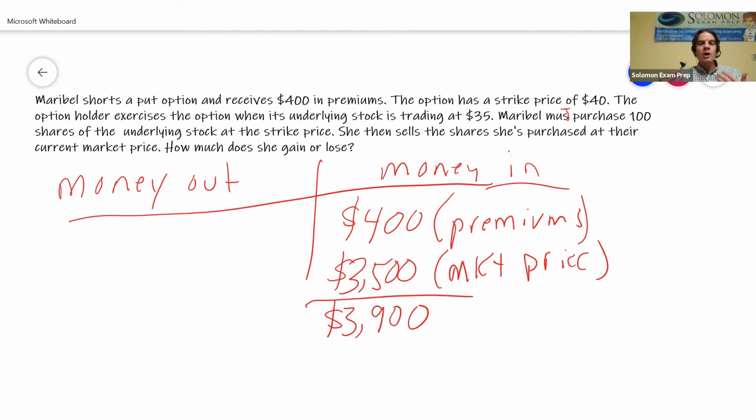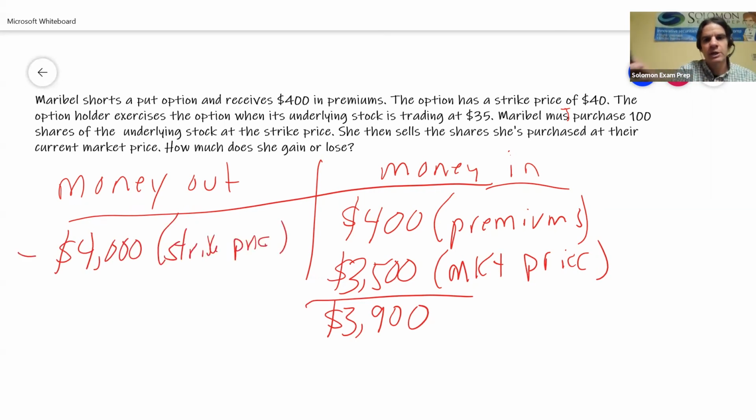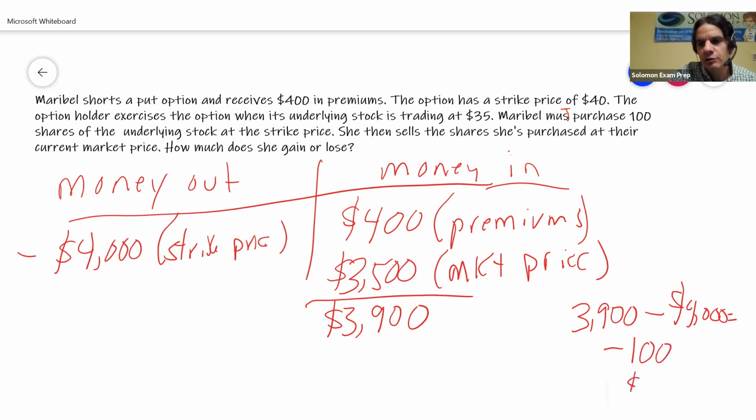Now, when the put option is exercised, that obligates Maribel to pay that strike price to buy the underlying security. So that's going to be money out. She pays that money, and that's $40 a share. So she pays $4,000 total. So that's the strike price. I'm going to treat this as a negative because it's money out. So now you've got $3,900 that she's taken in minus $4,000 that she has gone out of her pocket. So we have a loss here. We have negative $100. So we'll call it a $100 loss. And that's what Maribel ends up with as a result of her short put option investment.